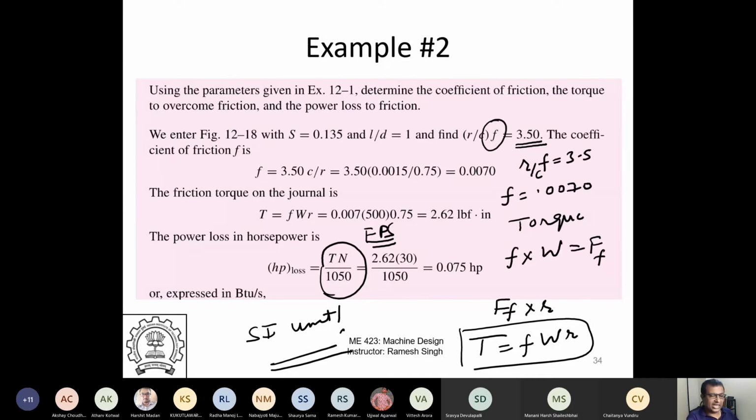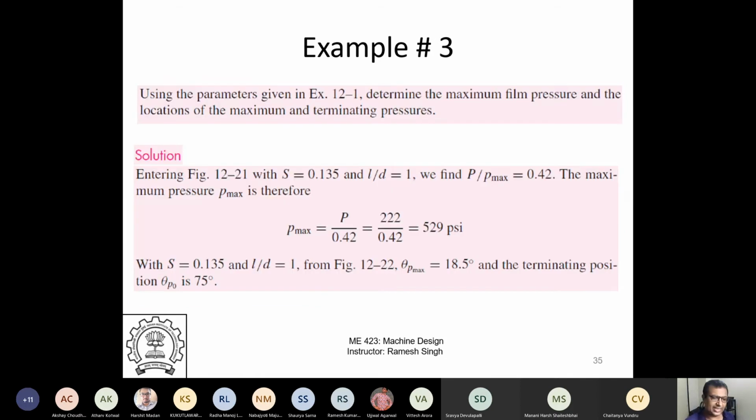I'll give you all the units in SI in the exams or in the homeworks. I'll try to give you SI units. Okay. So from torque I can find the horsepower. So I think this is where we want to end, and then we can also find out the maximum pressure from a different chart. Let me just go ahead and share the P max.